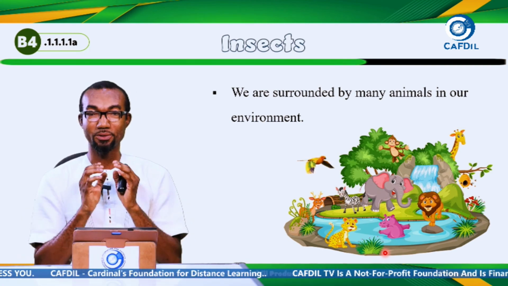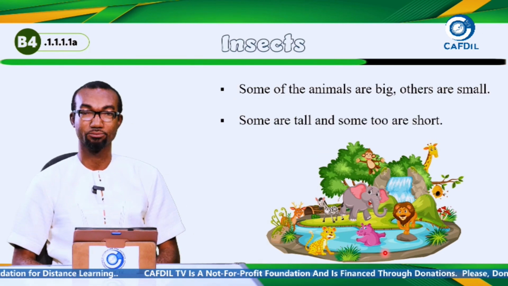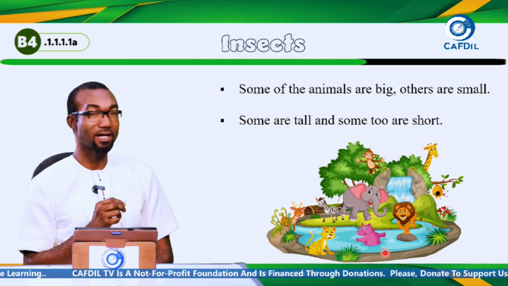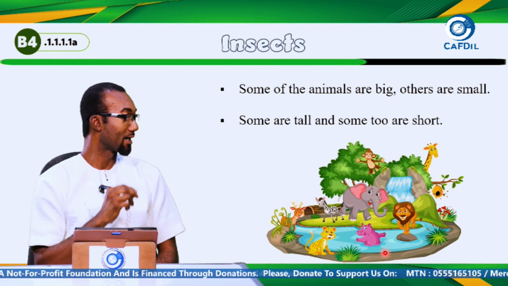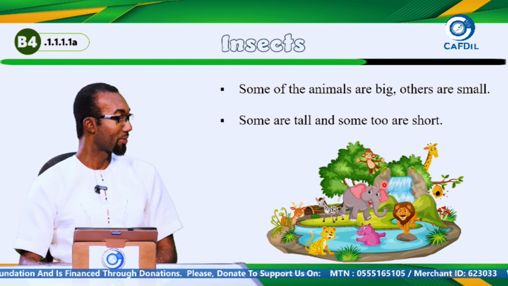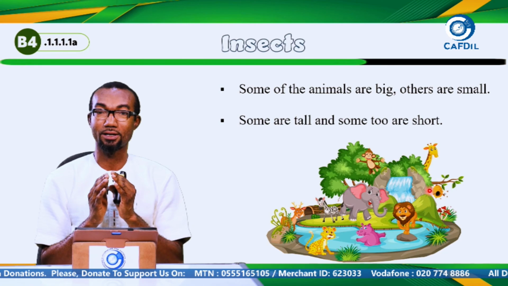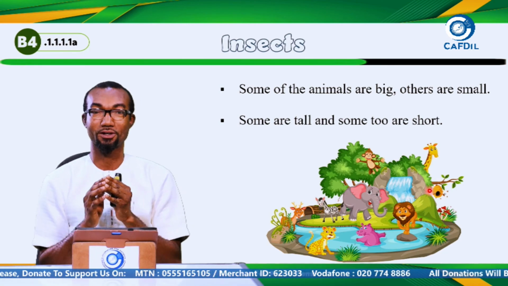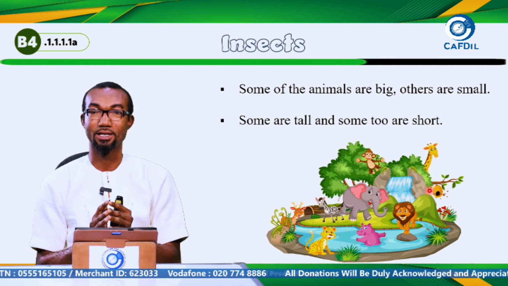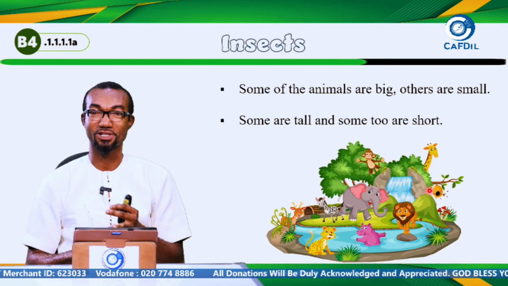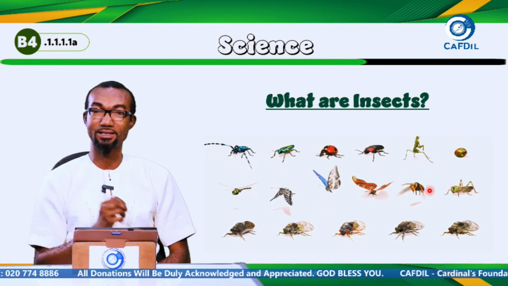And today we are going to talk about a group of these animals known as insects. Some of these animals we see around are big. If you look at the hippo and the elephants here, they are big as compared to the monkey and the bees you see here. Some are tall, some are short. So all the animals that we see in our environment are not the same. Some are big, some are small, some are tall, some are short. Good.